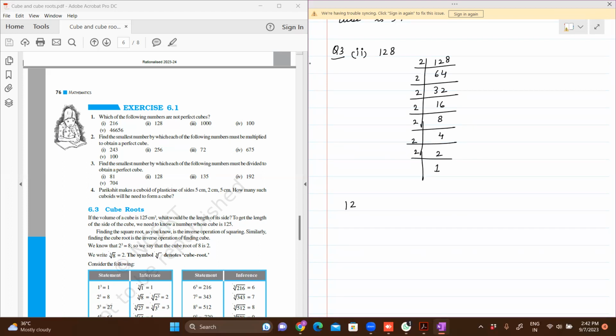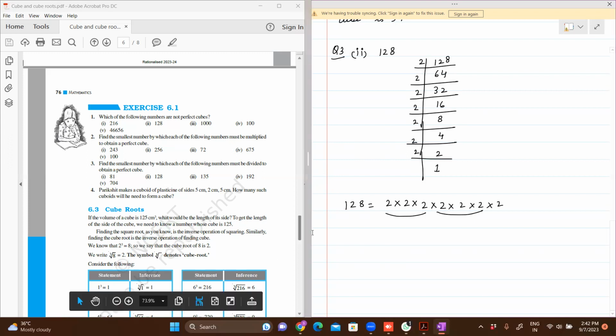So ultimately, 128 is equal to 2 multiplied by 2, how many times? 1, 2, 3, 4, 5, 6, and 7. Now, if we make triplets here, one 2 is extra. So we can just remove that 2 to make it a perfect cube.